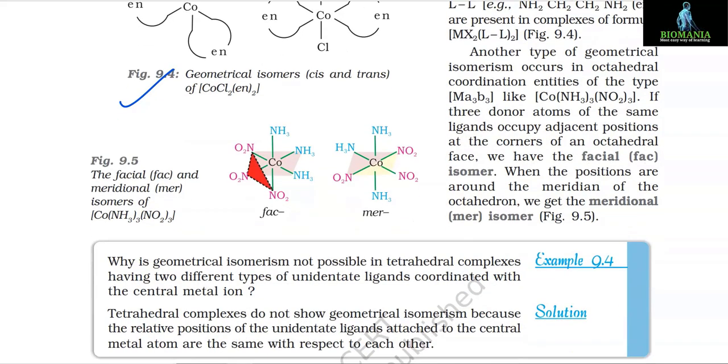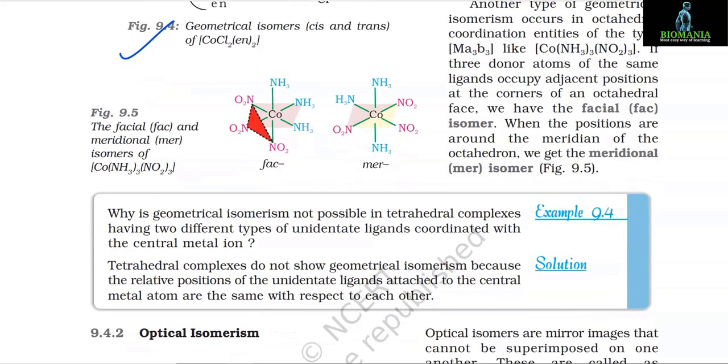Another type of geometrical isomerism occurs in octahedral coordination entities of the type Ma3b3, like [Co(NH3)3(NO2)3]. If 3 donor atoms of the same ligands occupy adjacent positions at the corners of an octahedral face, we have the facial isomer. When the positions are around the meridian of the octahedron, we get the meridional isomer.